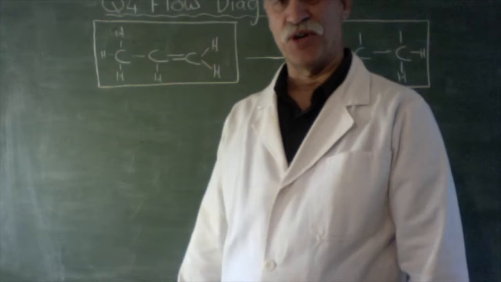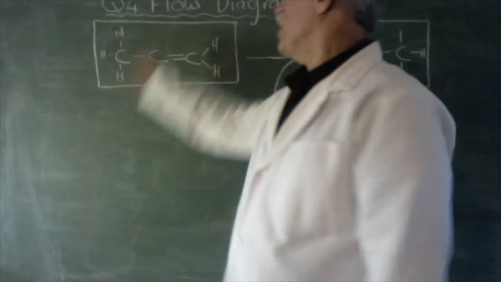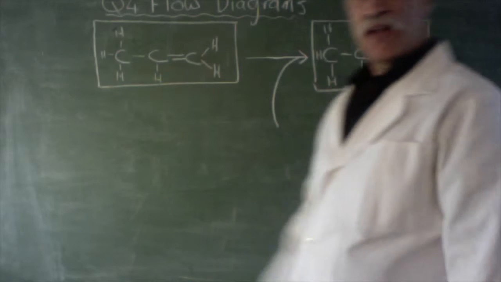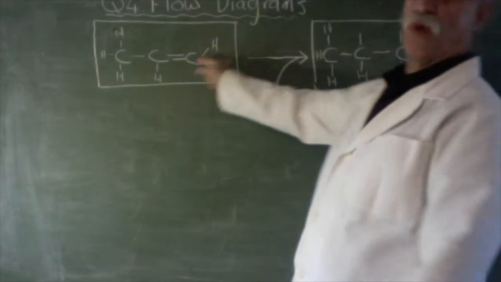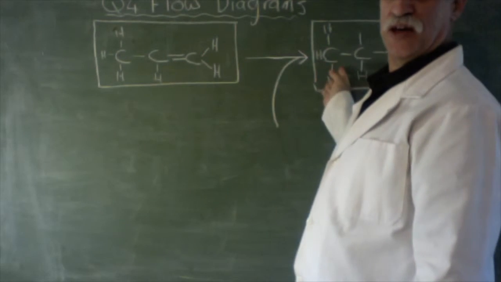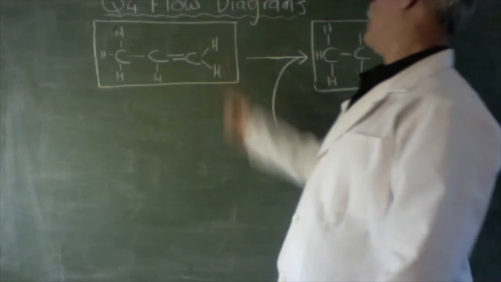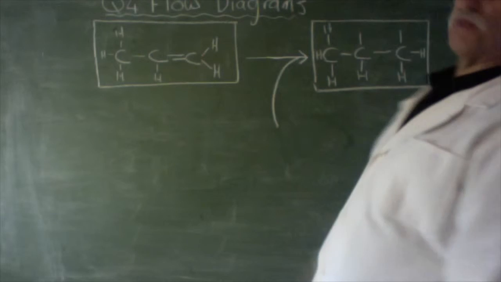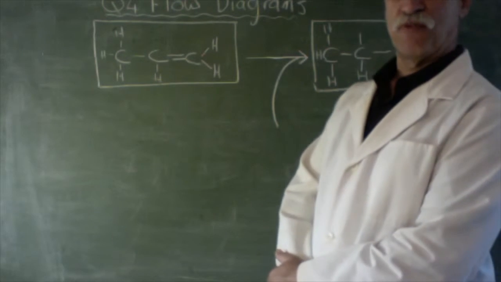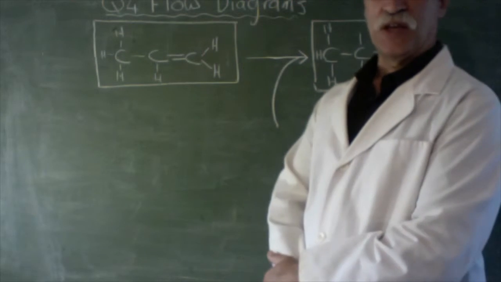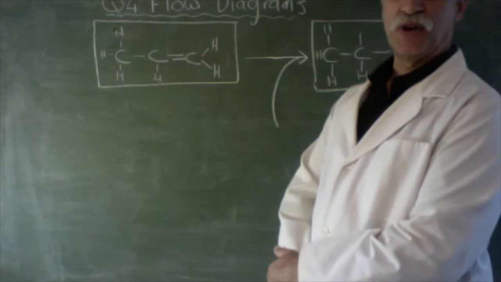There's a section of work in the chemistry paper 2, question 4. Normally it involves flow diagrams and various changes of one organic compound into another. So let's have a look at, say, a molecule like that, and we add something to it and we get a different molecule. Now that's question 4, and for the sake of any better name, I am calling it flow diagram.